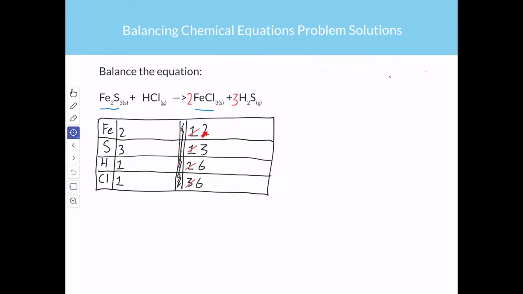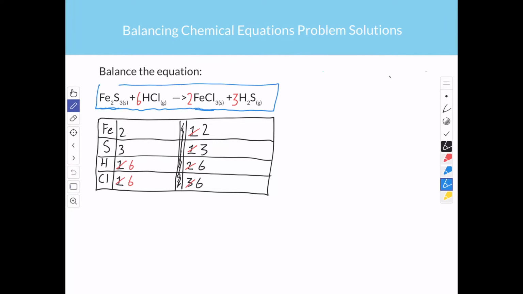So we've got our irons balanced, we've got our sulfurs balanced. We still need to balance our hydrogens and our chlorines. They're both in the same compound, hydrogen and chlorine, over here. Is there a way we can do this simply? Well, we need 6 of both. So yes, there's a way we can do that simply. We just add a 6. And we're done. And that's how we do it. So there's our answer.